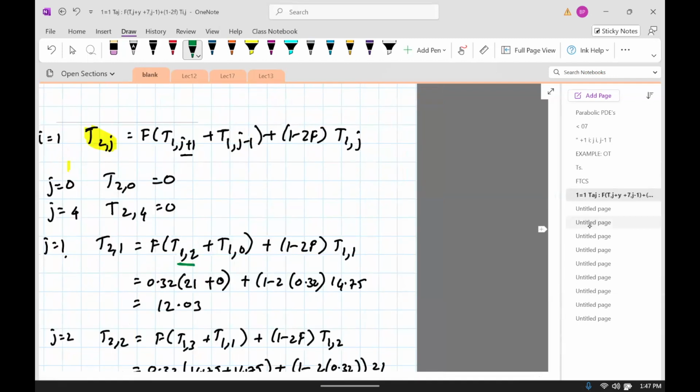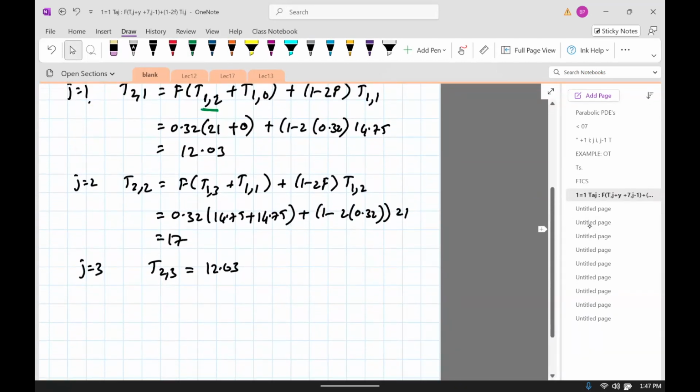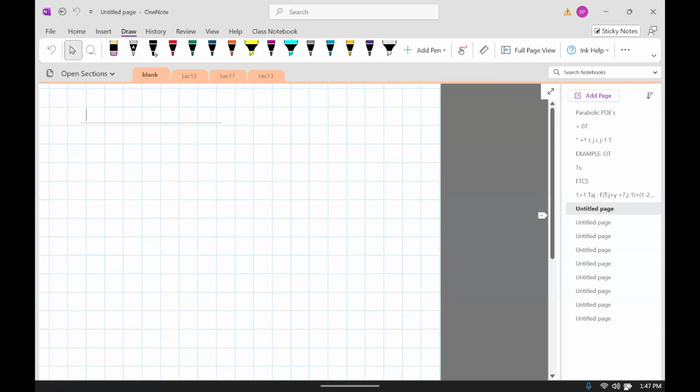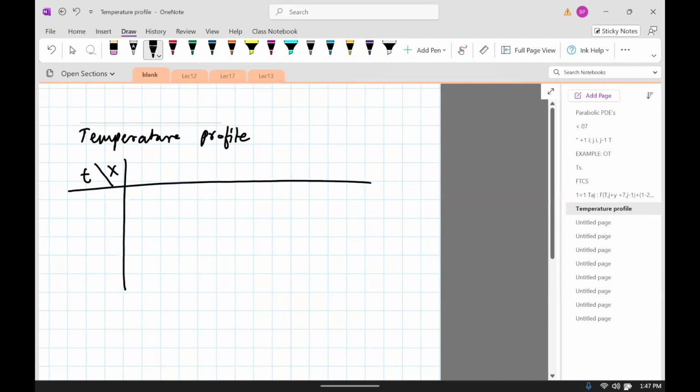So end result, once you do this calculation, obviously I'm not going to give you such a big problem for the exam, but for the homework, yes. Once you do this whole thing, you need to summarize your results. So this is what you want to do in the end. Temperature profile, T and X: 0.25, 0.5, 0.75. Time is 0.1, 0.2, 0.3, 0.4, 0.5.